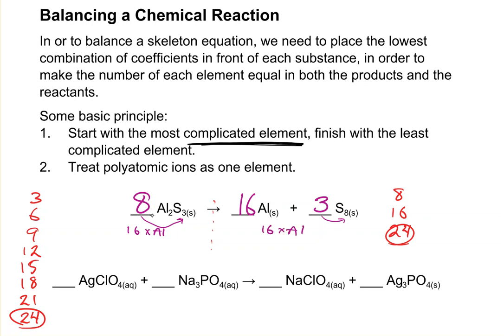Good. 8 times 3 is 24 sulfurs. 3 times 8 is 24 sulfurs. Perfect. So this is a balanced chemical reaction. This works. Our coefficients are 8, 16, and 3. Let's try another one. We're going to have to use a different principle or a different rule this time.